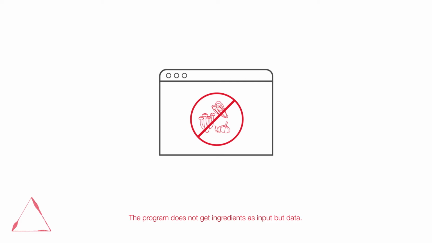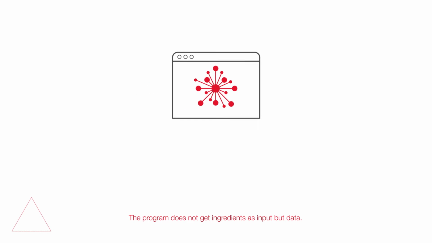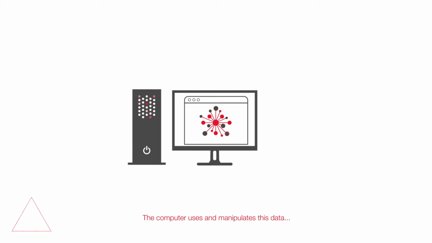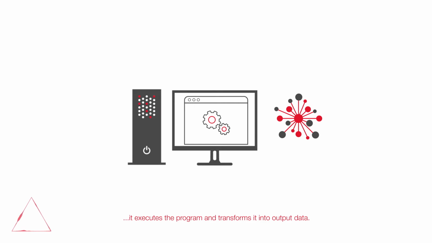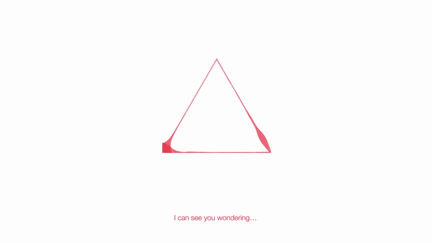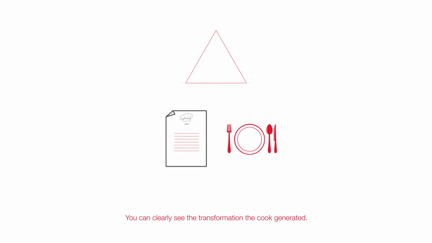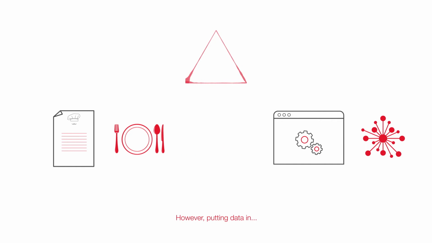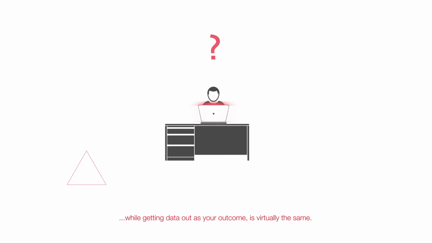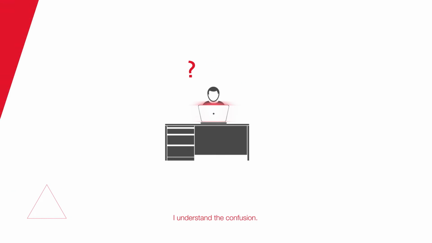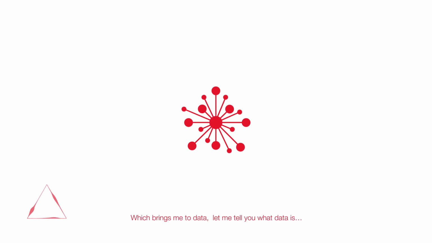The program does not get ingredients as input but data. The computer uses and manipulates this data, it executes the program and transforms it into output data. I can see you wondering. But the recipe turns ingredients into a meal. You can clearly see the transformation the cook generated. However, putting data in, while getting data out, as your outcome is virtually the same. I understand the confusion. Which brings me to data.